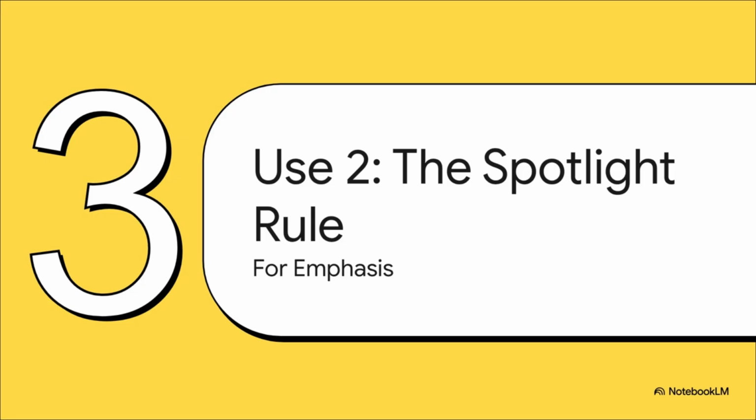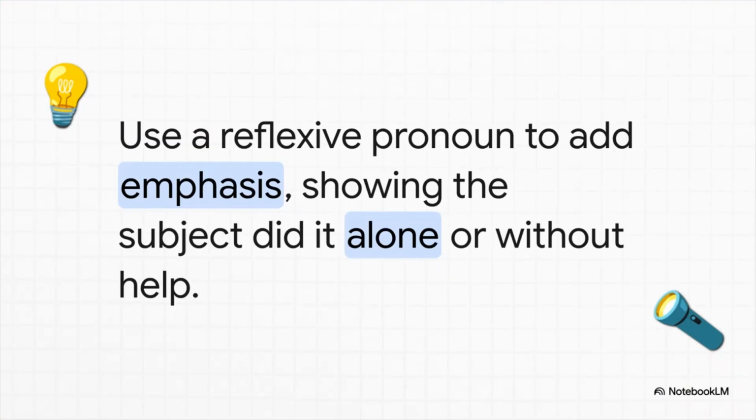But there's a second really important job these words have. Let's call this one the spotlight rule, because this one is all about emphasis. You know, sometimes you want to make it crystal clear that the subject, and only the subject, did something. Using a reflexive pronoun here is like putting a giant spotlight on them. You're highlighting that they did it all on their own. It basically means without any help.